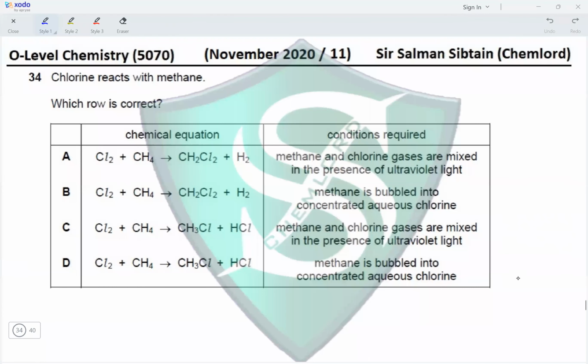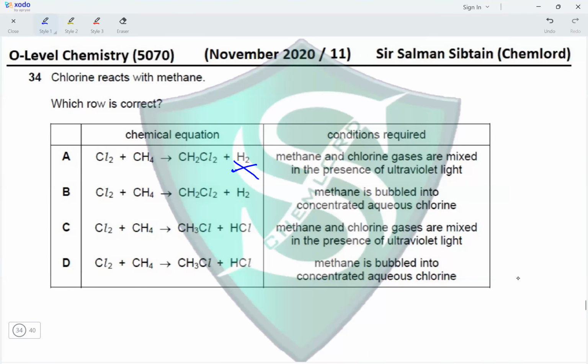Question 34. Chlorine reacts with methane. Which row is correct? Now, chlorine is reacting with methane, forming CH2Cl2 and H2. Chlorine reacts with methane, so substitution takes place. Yes, this reaction can happen. Two hydrogen can be replaced by chlorine. Oh, wait. This is forming hydrogen. No, HCl forms. So this is wrong.